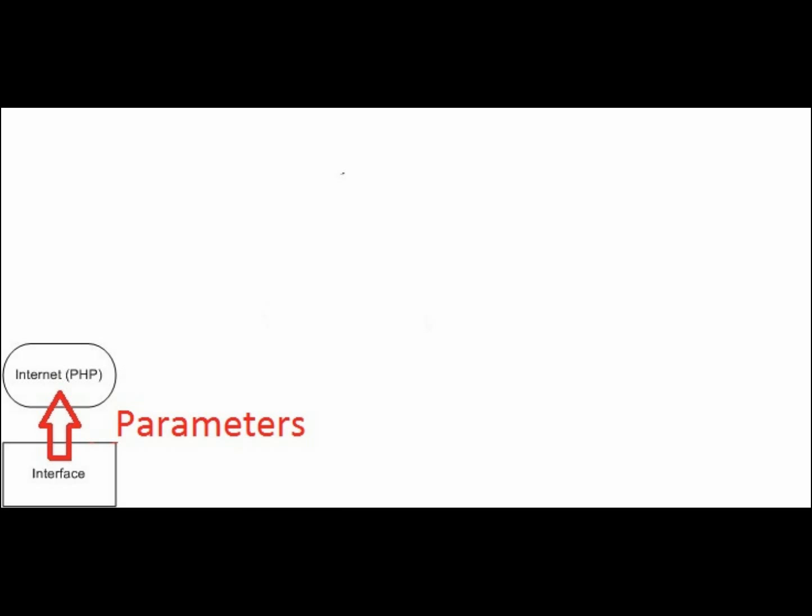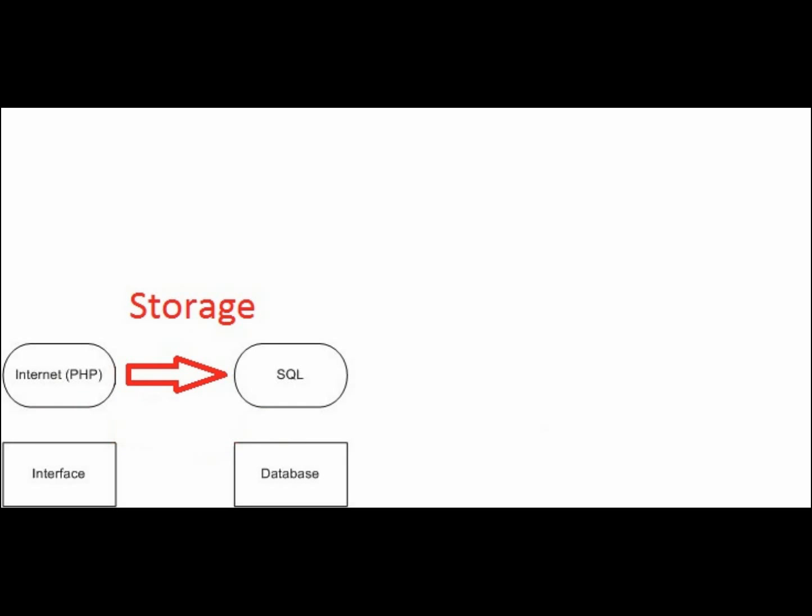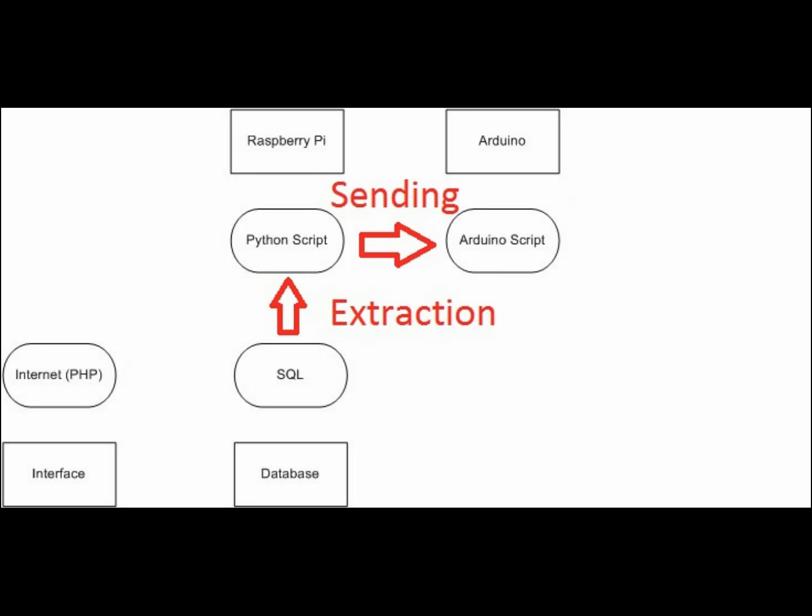So, the users enter the parameters. They are stored in the SQL database. A Python script is used to extract the settings from the database, translate them, and send them to the Arduino board. This communication between the Raspberry Pi and the Arduino board is established by using a USB serial port communication.